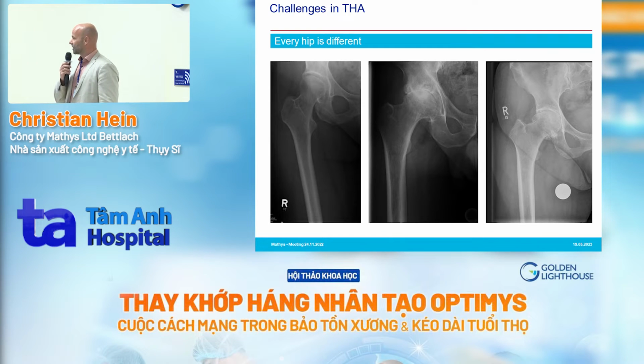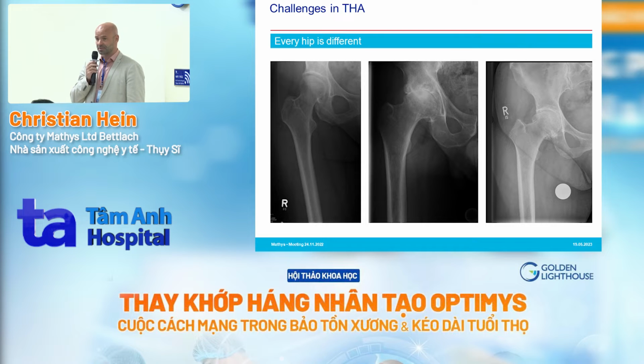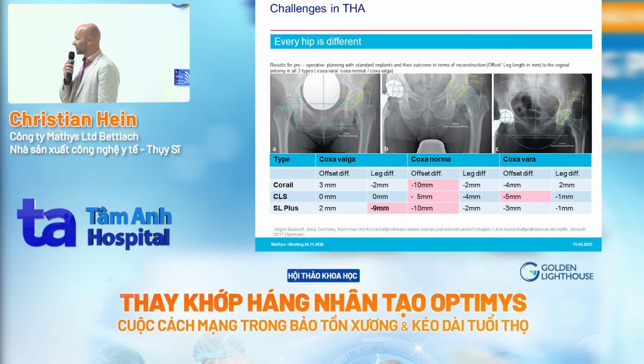When we started, we were talking to Professor Pfeil and other surgeons and asked, what are the clinical challenges in total hip arthroplasty? What we saw is, first of all, every hip is different. We have dysplastic hips, varus hips, valgus hips, a lot of different things, but we also have to think about offset. And as you heard earlier this morning, offset is quite crucial.